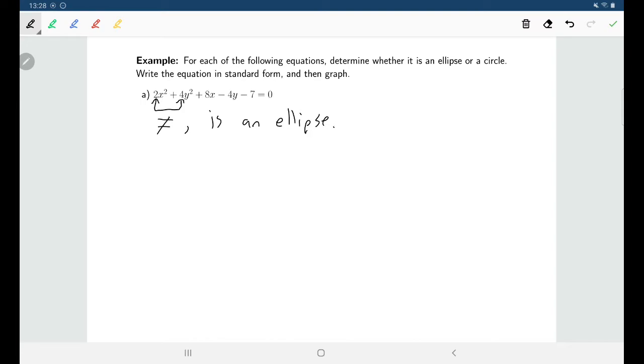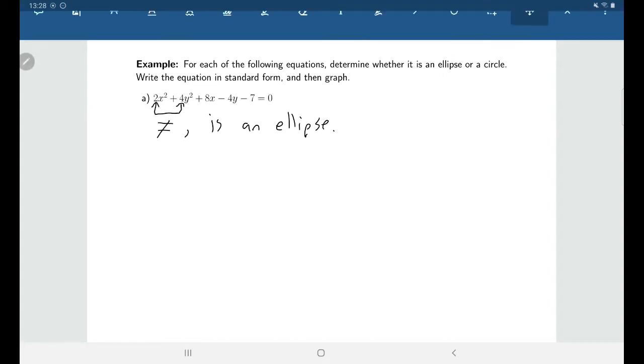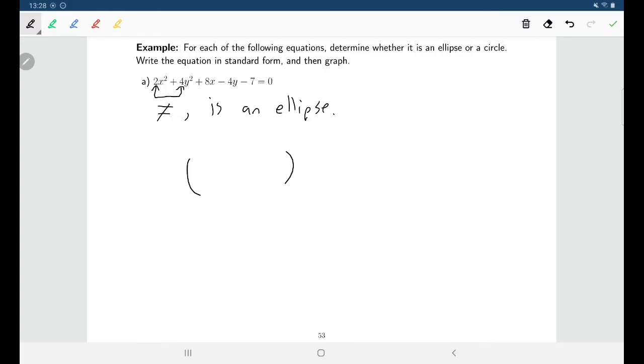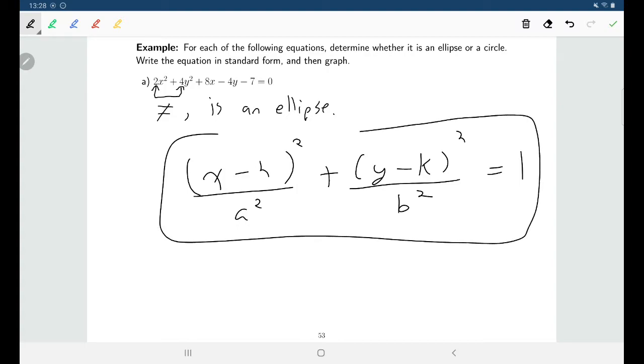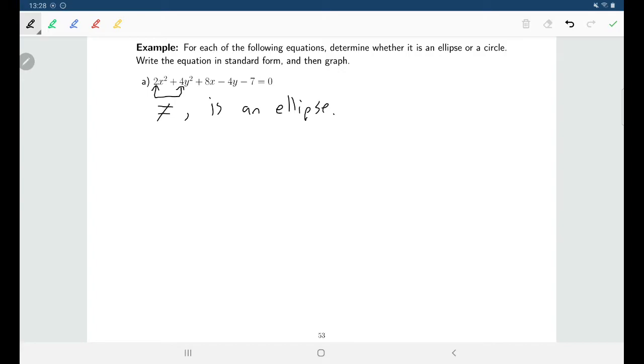We know that it's an ellipse, and so that tells us that we're going to need to get it into the form where we have x minus some sort of number squared over either a squared or b squared, plus y minus a number squared over either a squared or b squared, equal to 1. This is the form that we're going to need to get it into. And so to do that, we're going to need to complete the square.